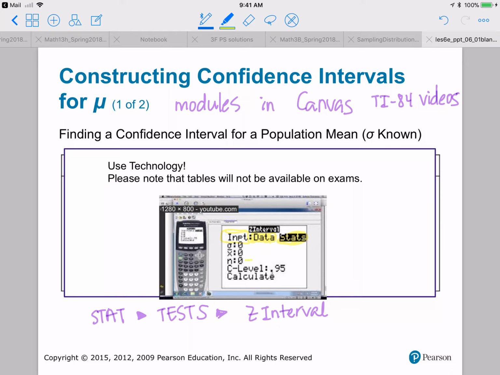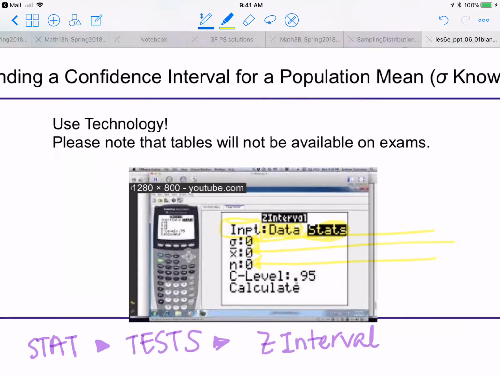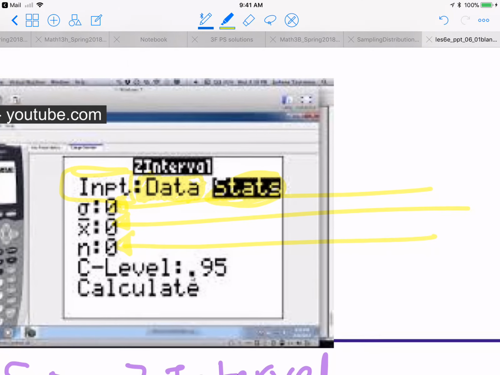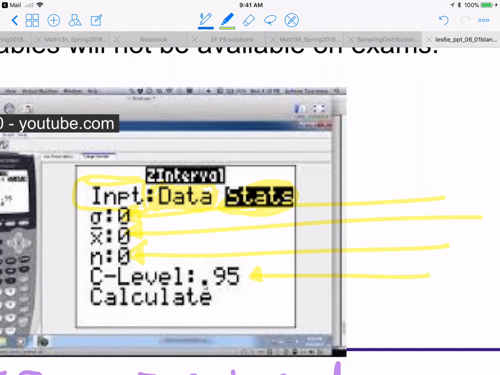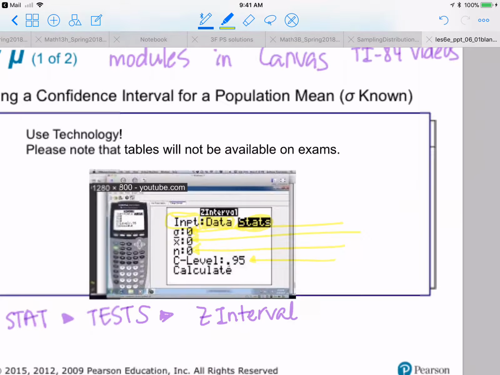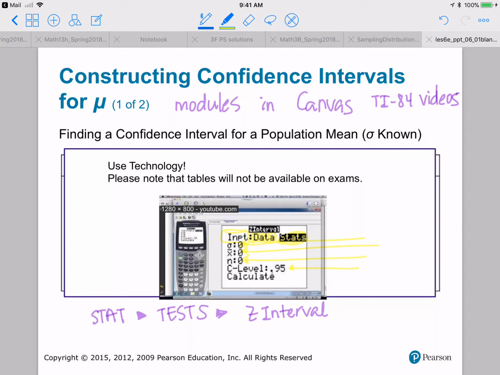So the big deal is you've got to know your n, you've got to know your point estimate, and you've got to know your population standard deviation. And the last thing you need to know is your confidence level, right? So with those four pieces of information, you click calculate and it will spit out the confidence interval for you.